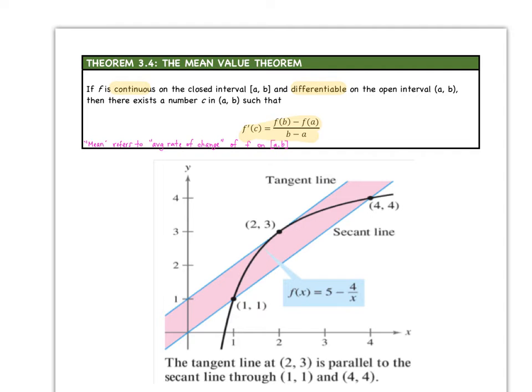So this is really talking about an instantaneous rate of change, which is that f prime, equaling the average rate of change. So our mean refers to the average rate of change of f on that closed interval AB. If you take a look, we're really looking at when this secant line equals the tangent line. When are those the same value? So, when are they parallel to one another?